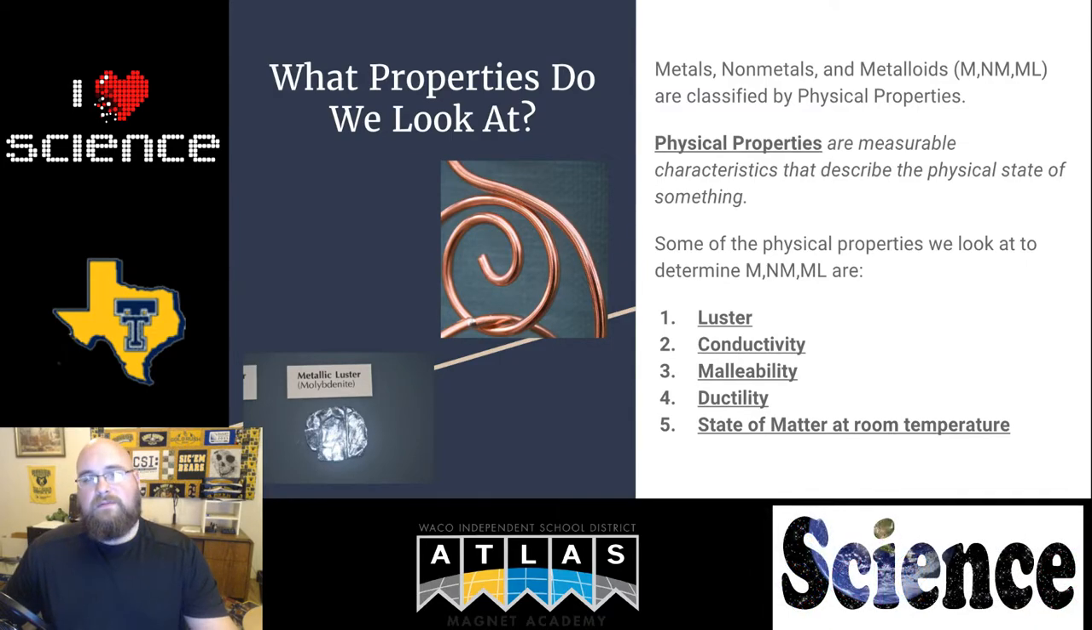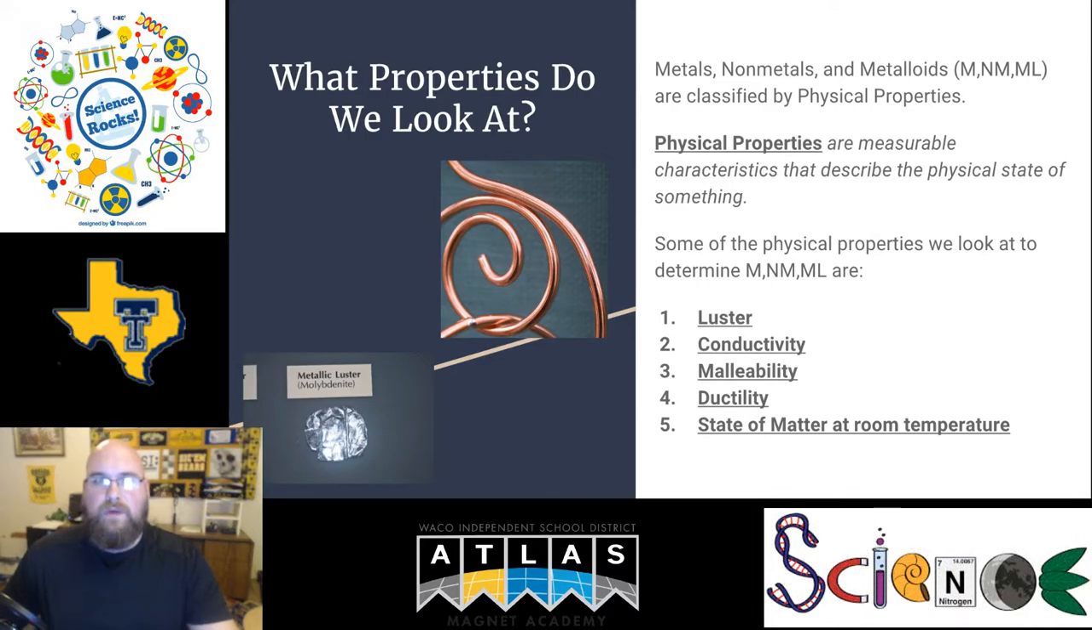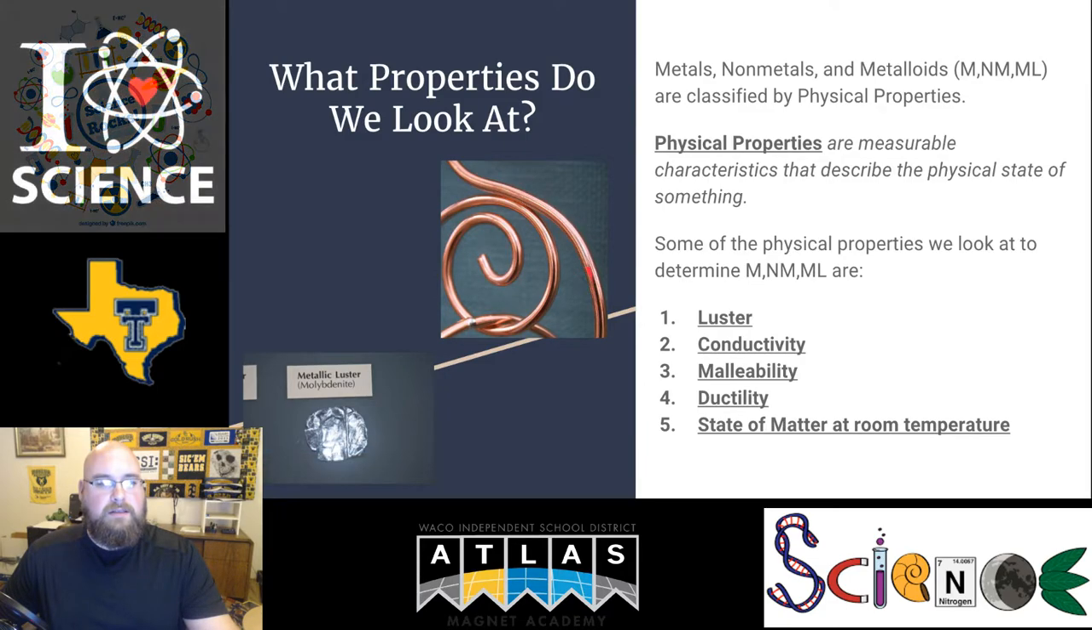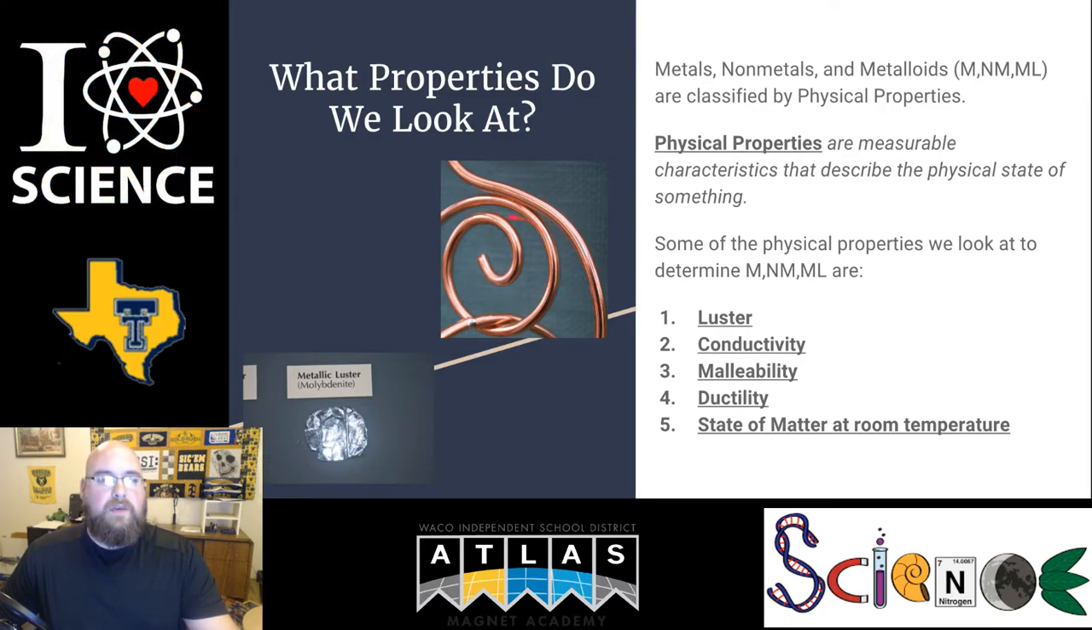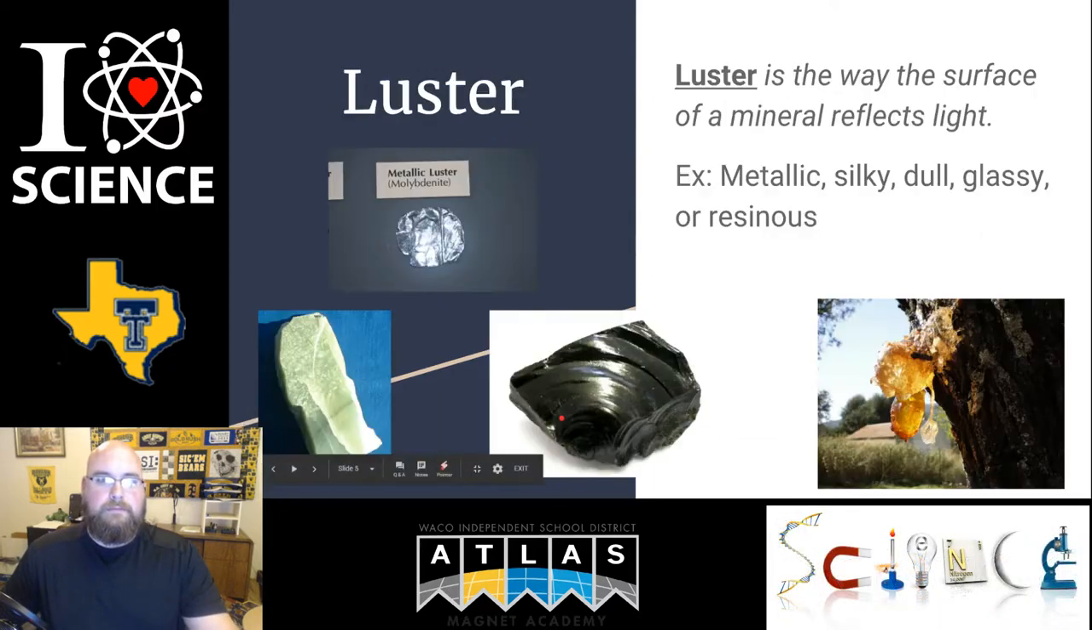Well, the 5 properties that we look at are luster, conductivity, malleability, ductility, I can't even say the word, ductility, and then of course the state of matter in which it is at typical room temperature. So here are some examples of luster, and this kind of shows us some of that luster, malleability, and we can also guess its conductivity from here in just a moment.